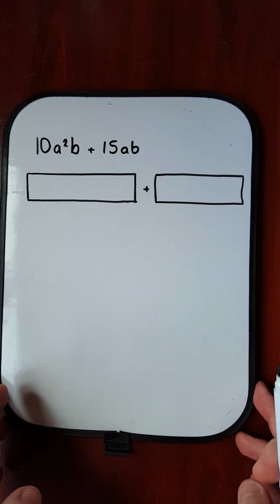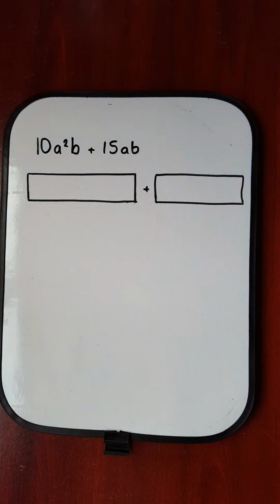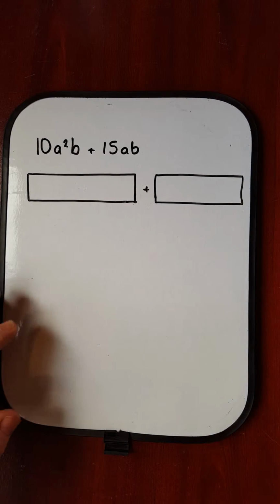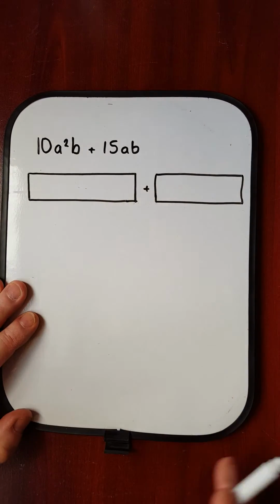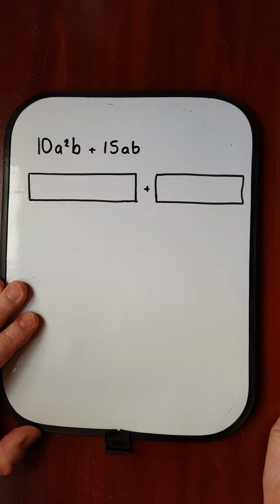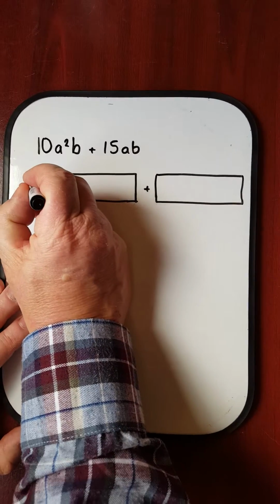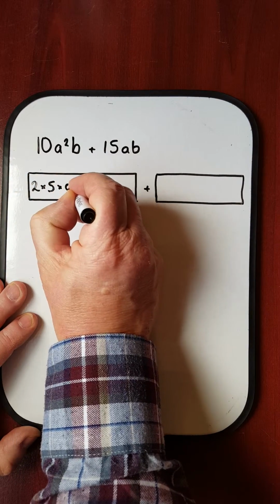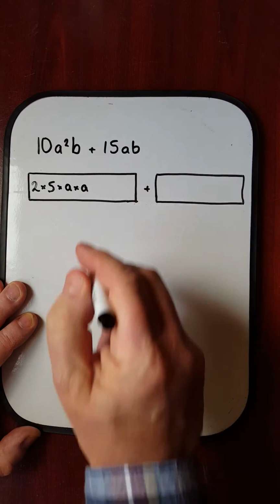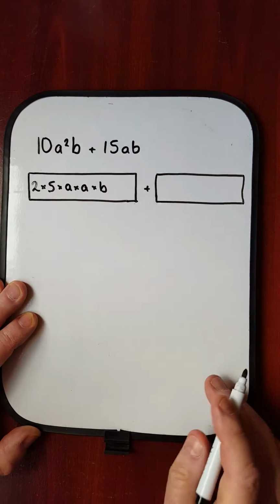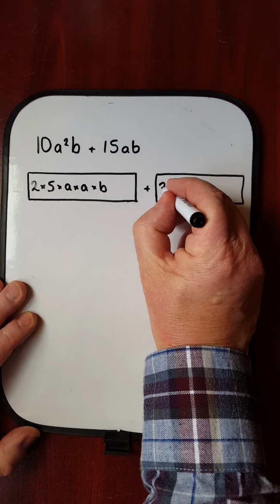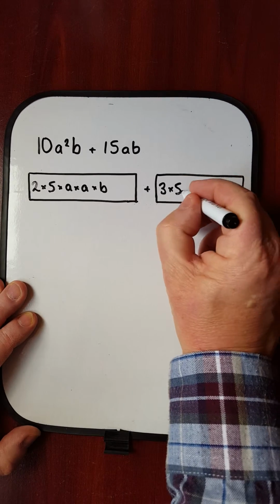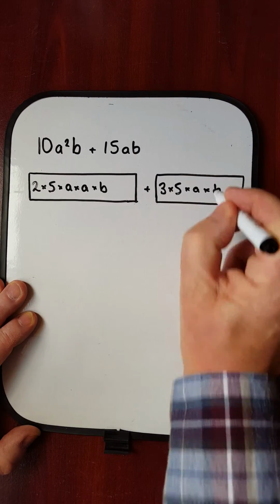All right, the monster. Let's take a look at this now. 10a squared b plus 15ab. Okay, starting with those numbers, there's a link, isn't there? They're both on the 5 times table. So 10 is 2 times 5 times a, which is the a squared, times b. 15 is 3 times 5 times a times b.